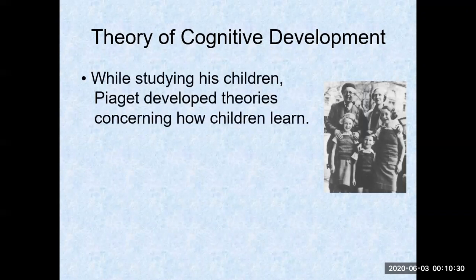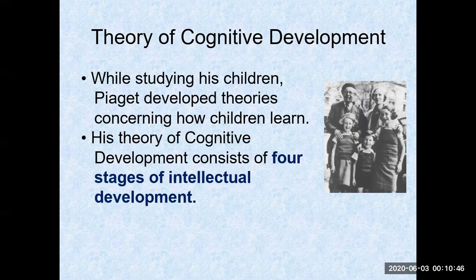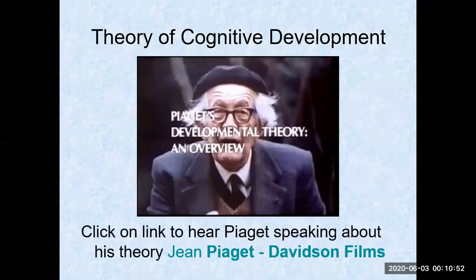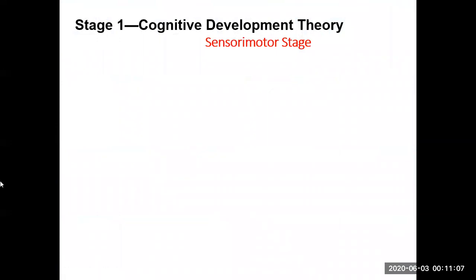So what is the theory of cognitive development? While studying his children, Piaget developed theories concerning how children actually learn. The base of his theory was how children learn from infancy to adulthood, and he divided his theory into 4 stages. If you want to know more about Piaget, there is a film on Piaget. If you watch that, you can learn the life history of this scientist.